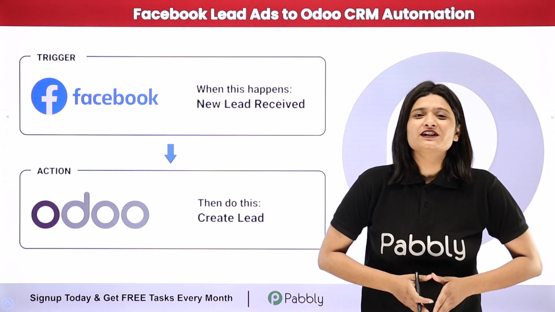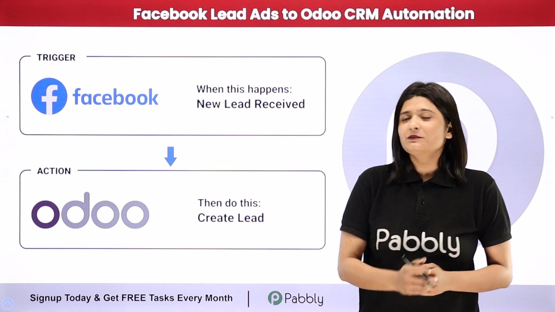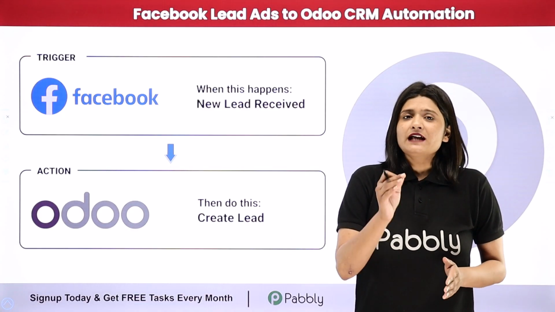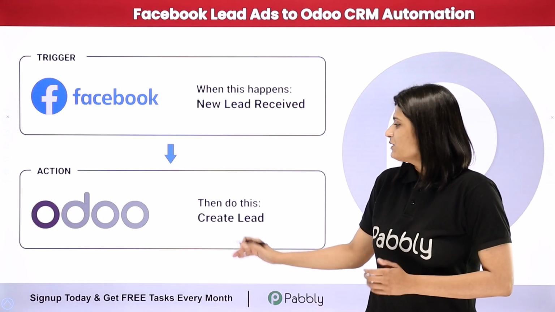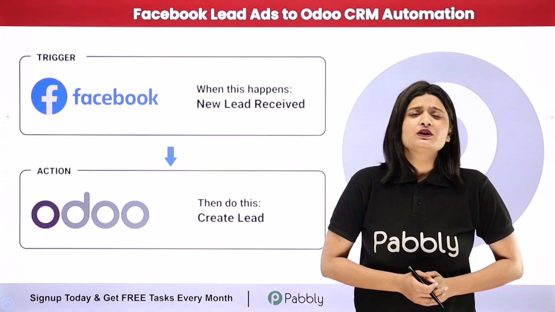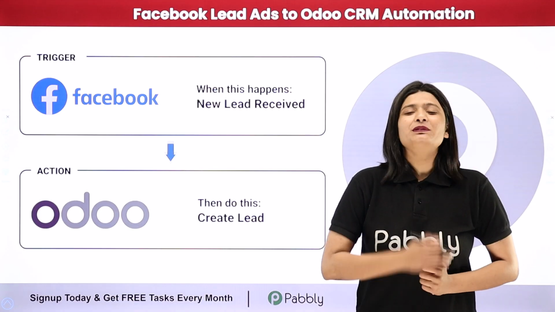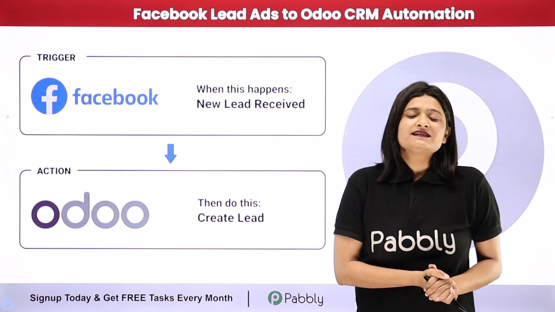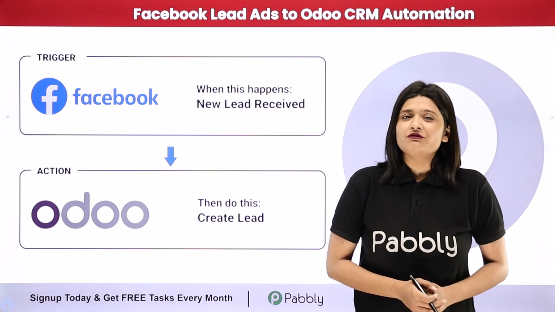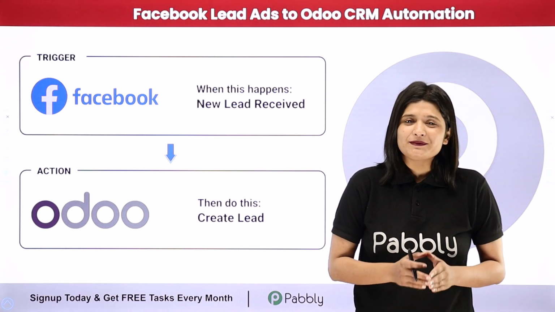Let's suppose I'm running a digital marketing agency and I'm collecting all my leads using Facebook lead ads. Now I want that whenever I capture a new lead, it should be automatically added to my Odoo CRM. Doing this manually will consume a lot of my time, and that's why I've completely automated this entire process using Pabbly Connect. Pabbly Connect is an amazing automation and integration software which requires no coding or programming skills.